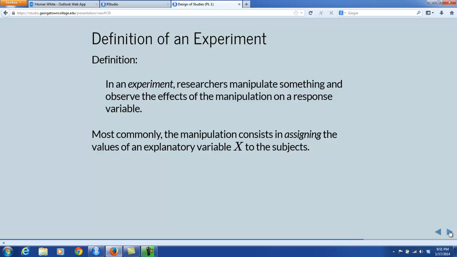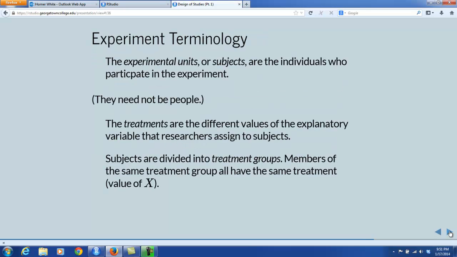Did the researchers assign the values of the explanatory variable to the subjects? Some experiment terminology that we're going to need right away. The subjects are also called experimental units. They're the individuals who participate in the experiment.